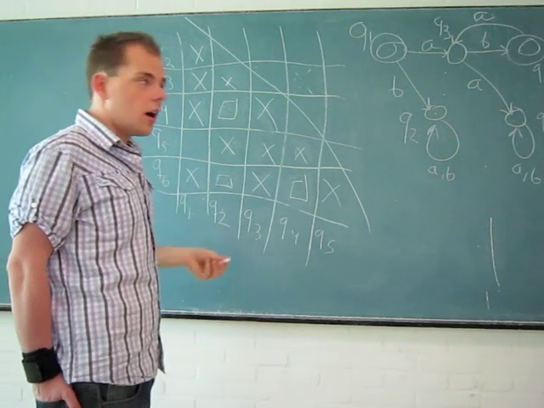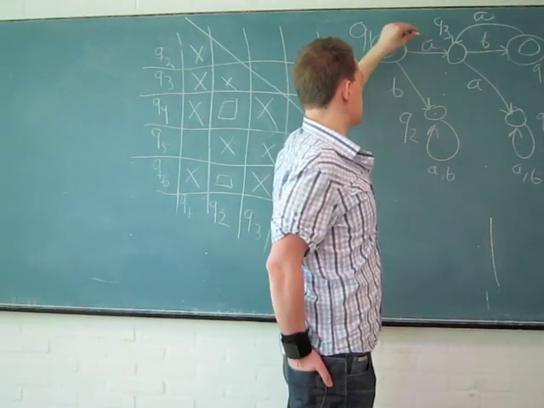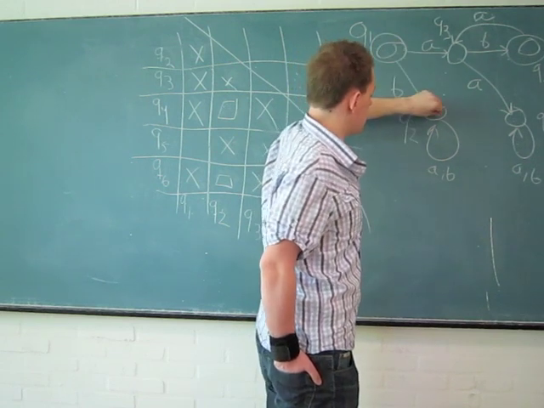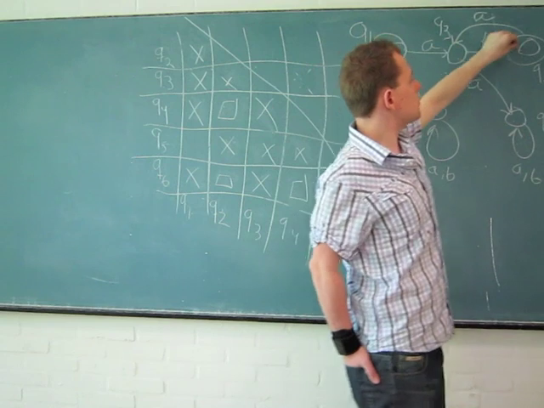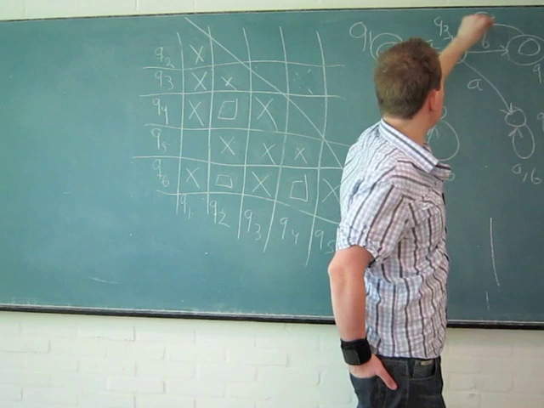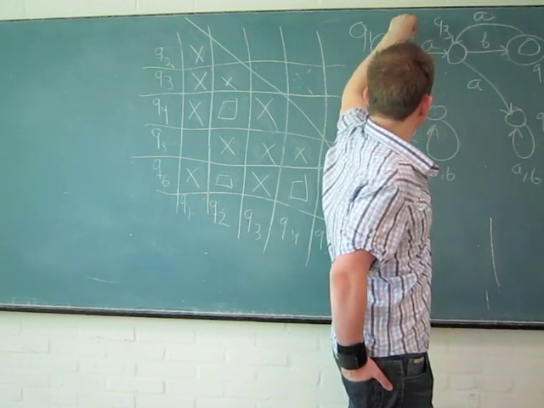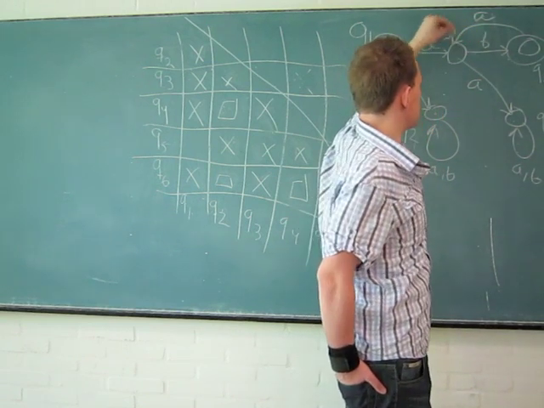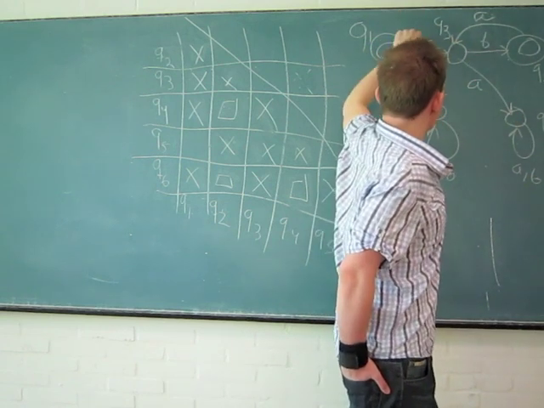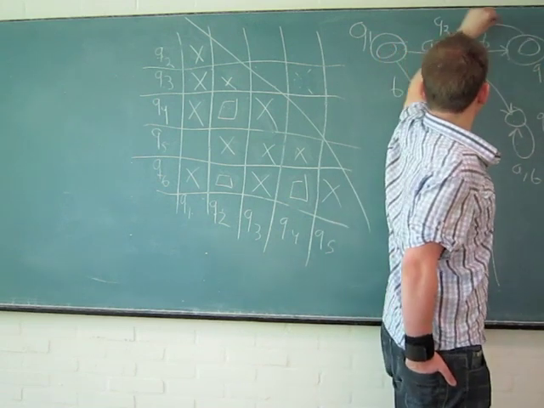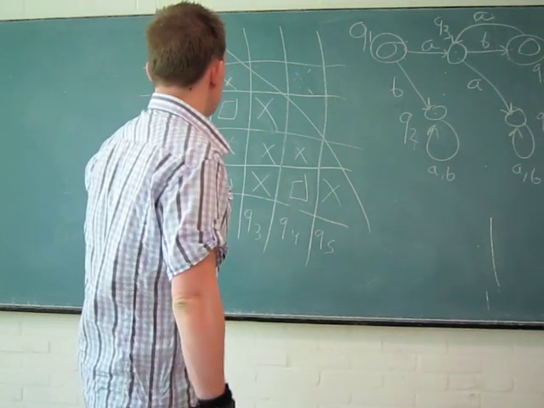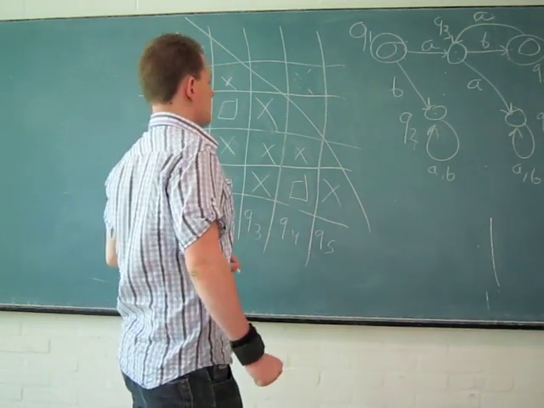Q5 and Q1, are they different? Well, let's try some input strings. Let's try B. Q1 will go down here to an accepting state and go in circles. This one will take a B and go in circles, so B is going to be the same. Look at A. A will go here, and the same with A here, and A will also lead to an accepting state. AA will for both end up down here. AB will go to accepting. You can continue doing this, and you'll figure out they are actually the same. So Q1 and Q5 are the same.